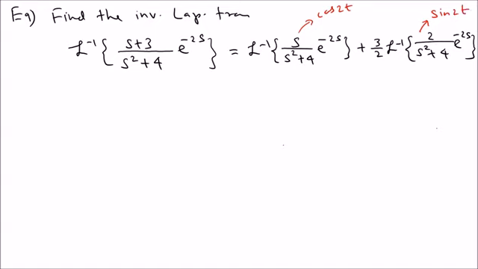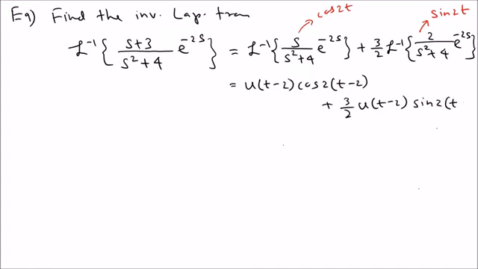So what we want to do is from that we need to just shift this. So that means the answer is you're going to shift by 2. So it is u(t-2) cosine 2(t-2), plus we have that 3/2 again u(t-2) sine 2(t-2). So that is the inverse Laplace transform. So that is how we use that idea.